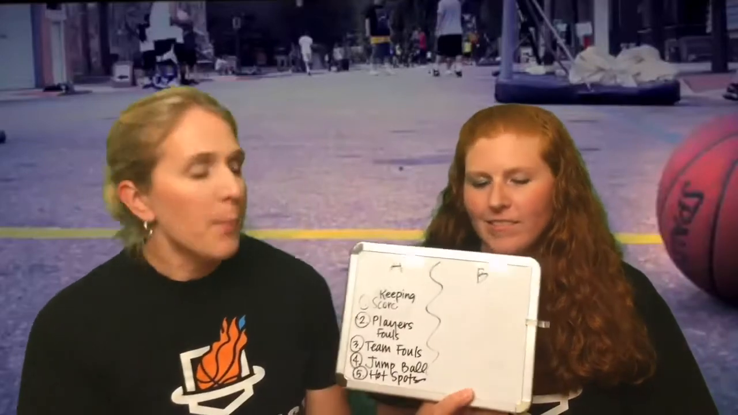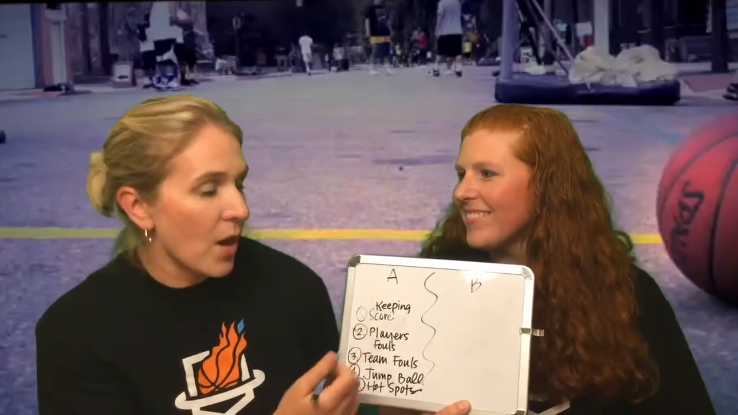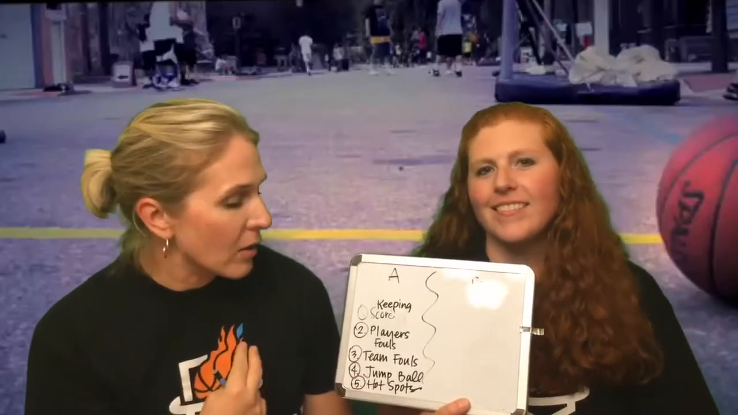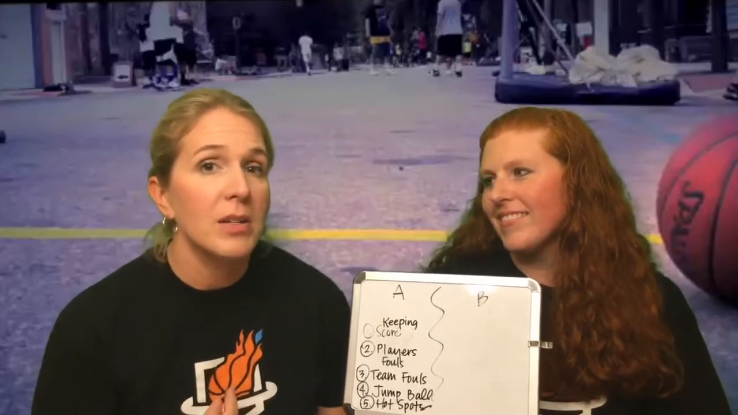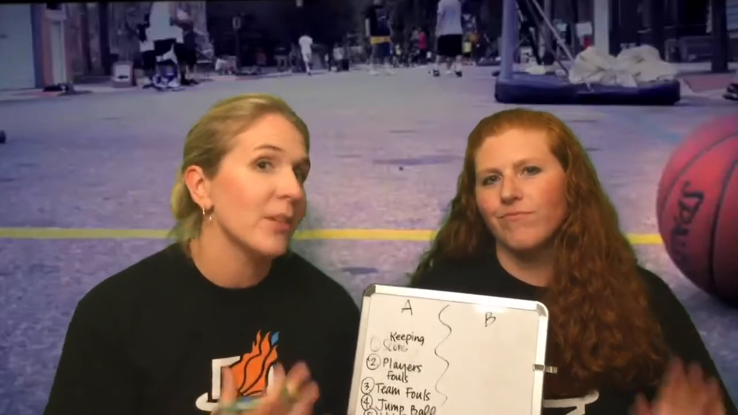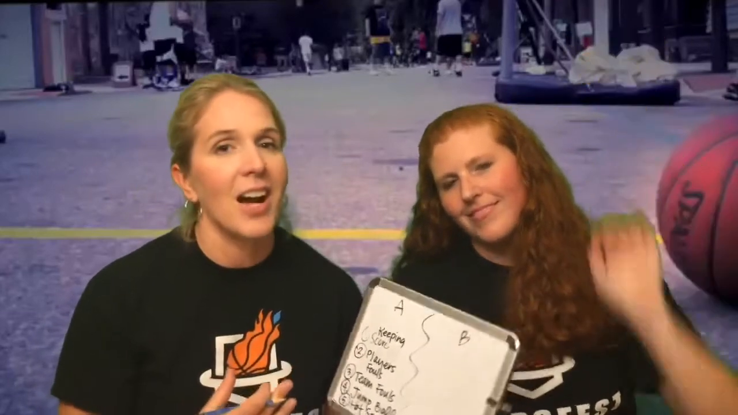So what we're gonna do is go over 5 things, and you can see we wrote them down on our board here. Number 1 will be keeping score. Number 2 will be player fouls. Number 3, team fouls. Number 4, jump balls. And number 5, original to HoopsFest, is our hotspot. So we're gonna break these down for you in just a moment and go over our score sheet. So hang with us.